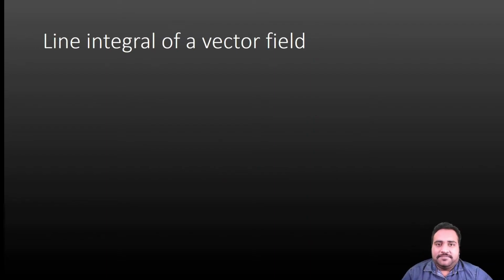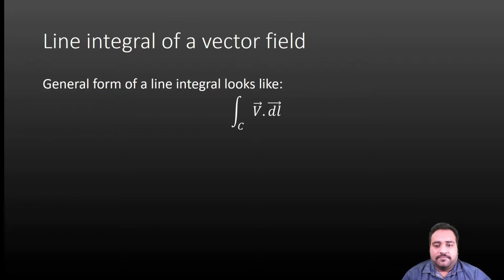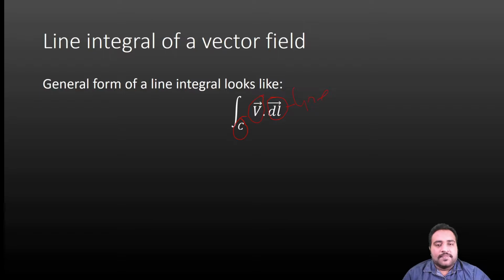Line integral of a vector field. The general expression of a line integral looks like this. In this, curve C is the path along which we are taking the integration of the vector field V bar. dl bar represents that it is a line integral. Let us understand this by an example. What is the physical significance of it and what can we intuit from it?